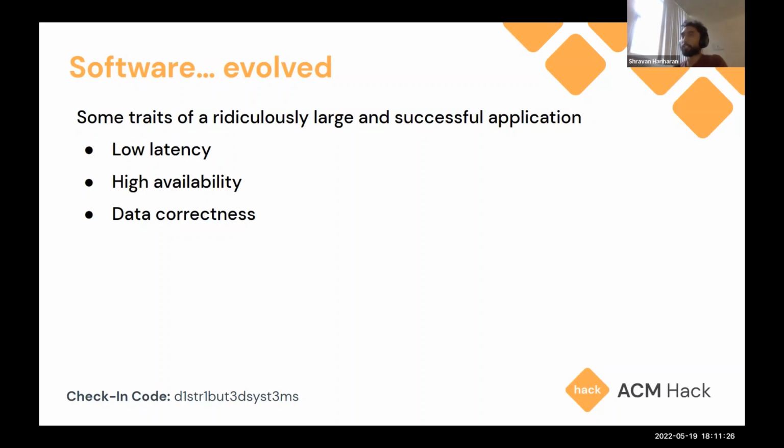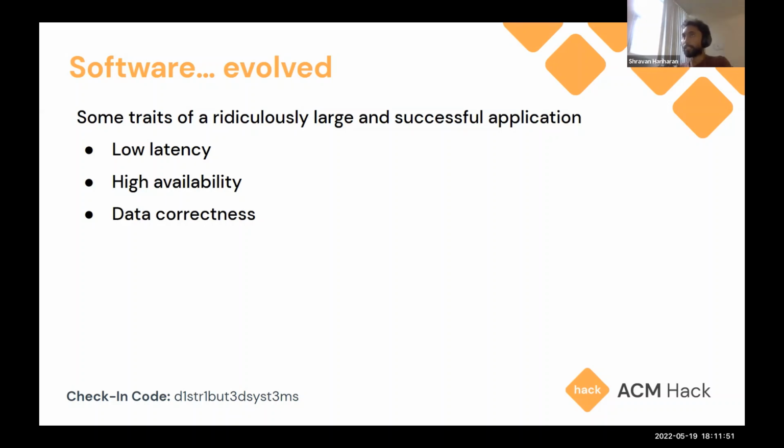So I want to highlight three main traits that we're going to basically be going back to throughout the rest of this workshop. And these three traits all guarantee that an application can be scalable, used by millions and billions of users, and provide a good user experience. And these traits are low latency, high availability, and data correctness.